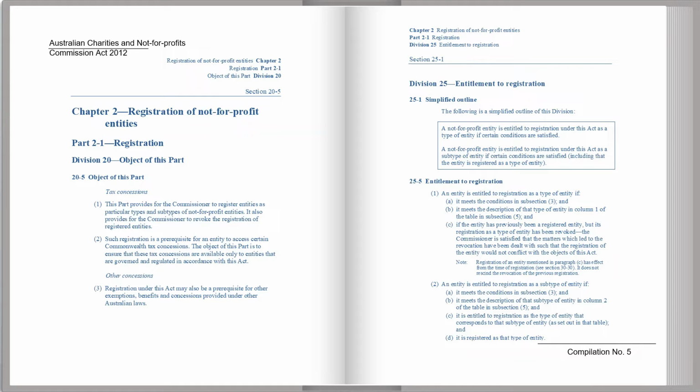The object of this part is to ensure that these tax concessions are available only to entities that are governed and regulated in accordance with this Act. Other concessions: 3. Registration under this Act may also be a prerequisite for other exemptions, benefits, and concessions provided under other Australian laws.